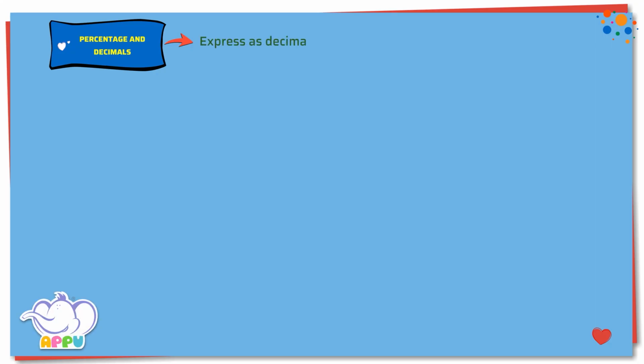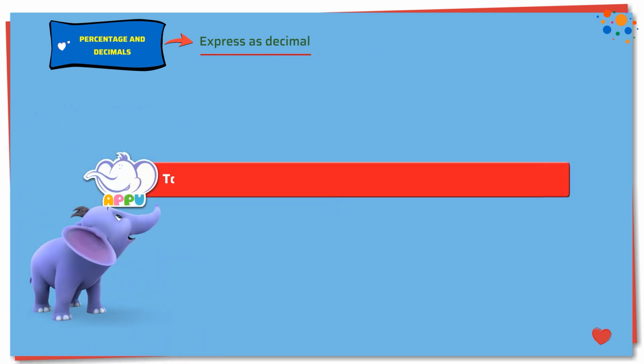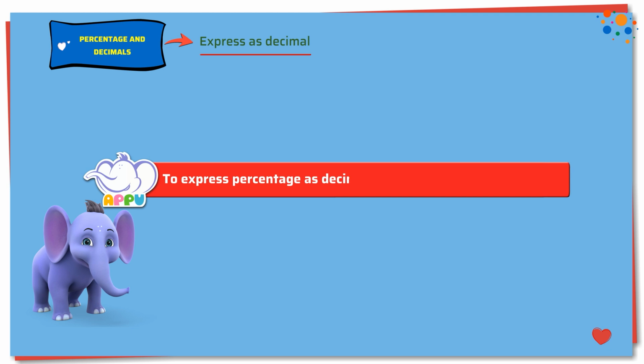Express as a decimal. To express a percentage as a decimal, we divide the number by 100.